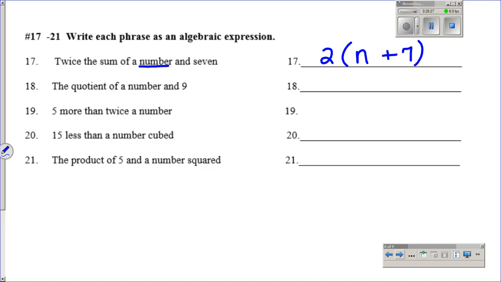Number 18 says the quotient of a number and 9. The key word quotient means we are going to divide. So you could write this out as n divided by 9, or we could write it as a fraction, n over 9.